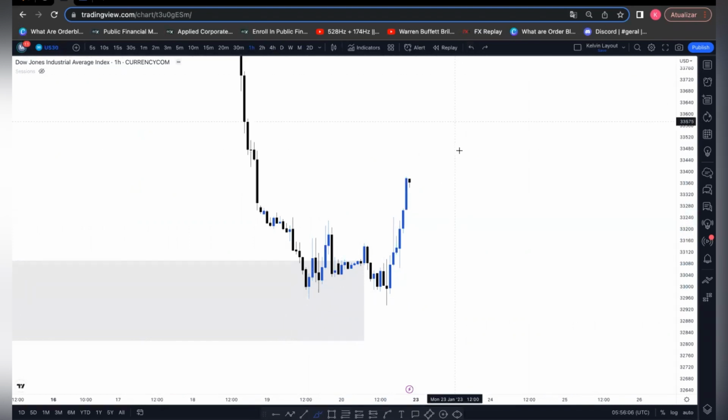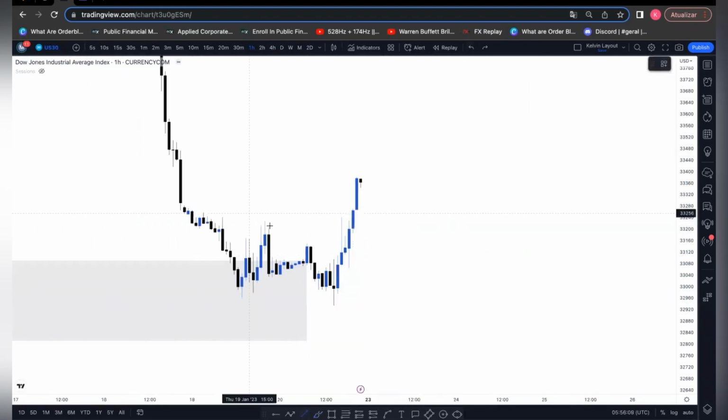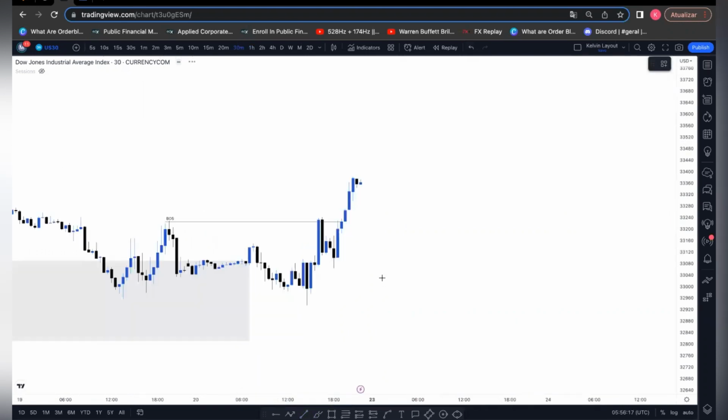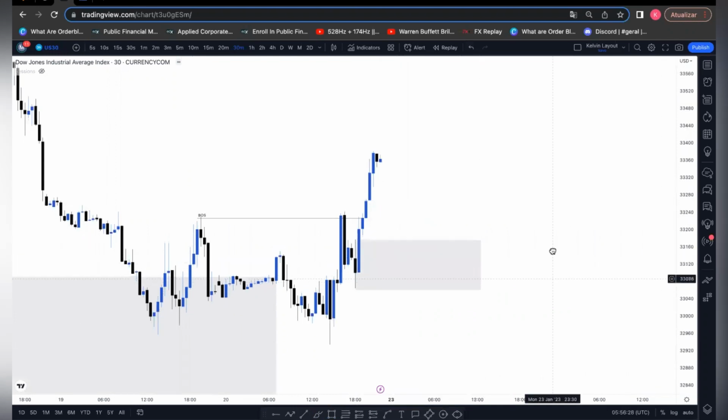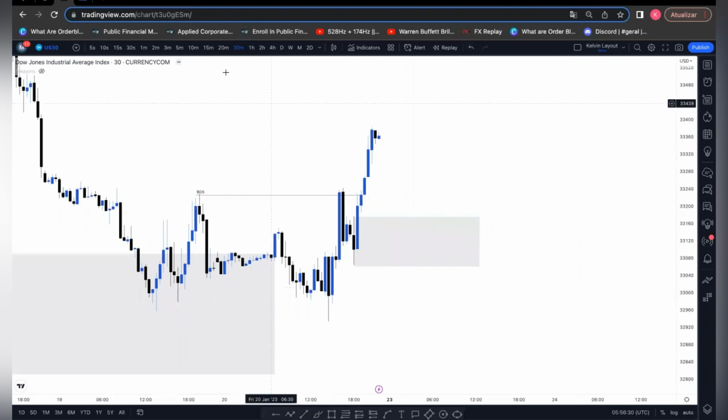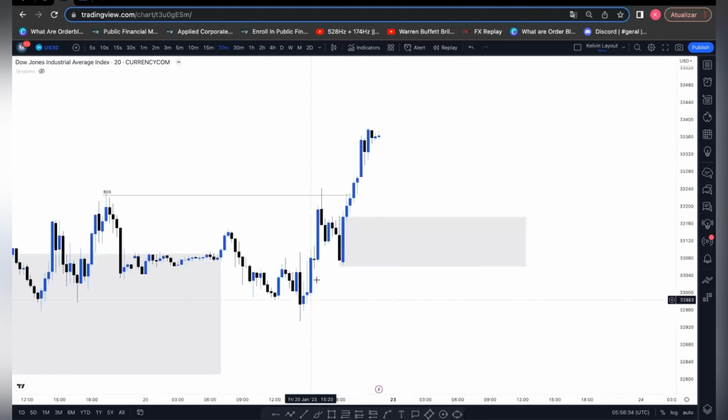So let me just mark the change of character. This one right here is a very nice hourly change of character. I think we can see the POI on the M30. So on the M30 time frame, we have this nice order block right here. This is a nice M30 order block on US30, and probably we have one sitting below.